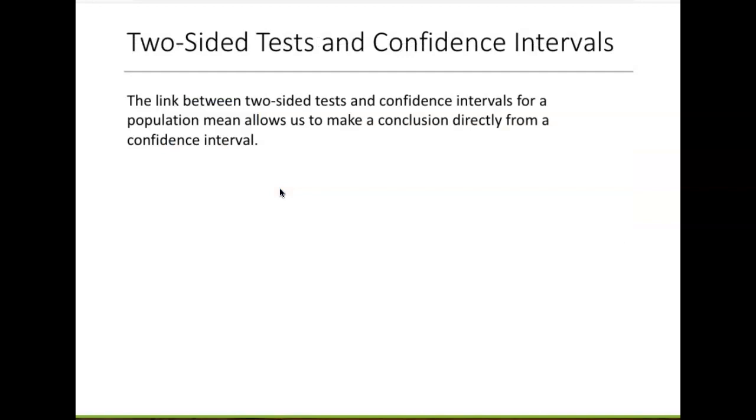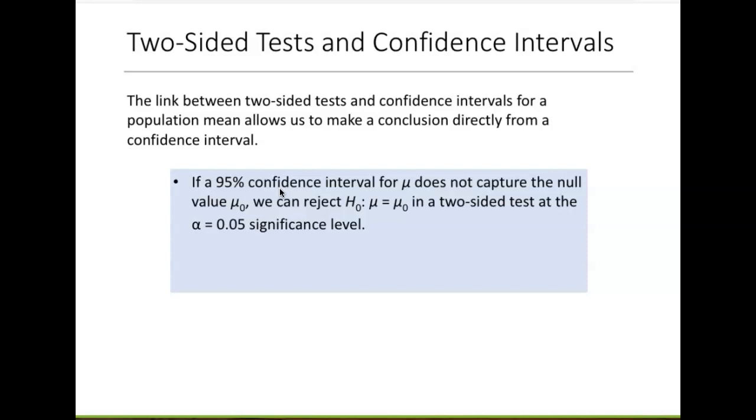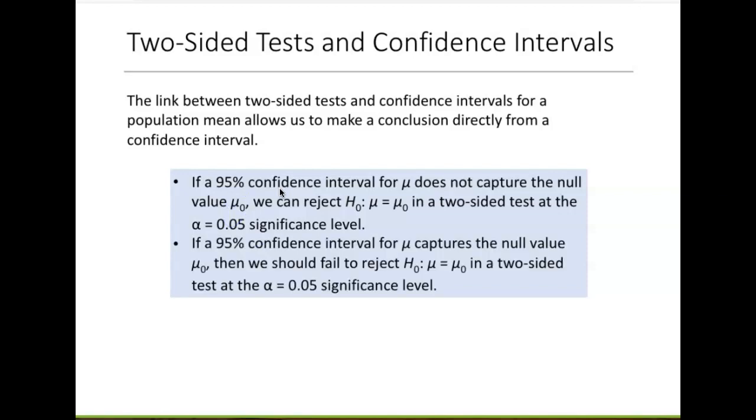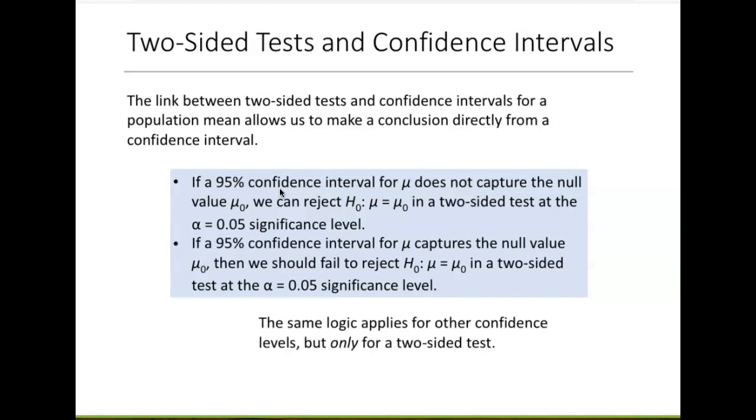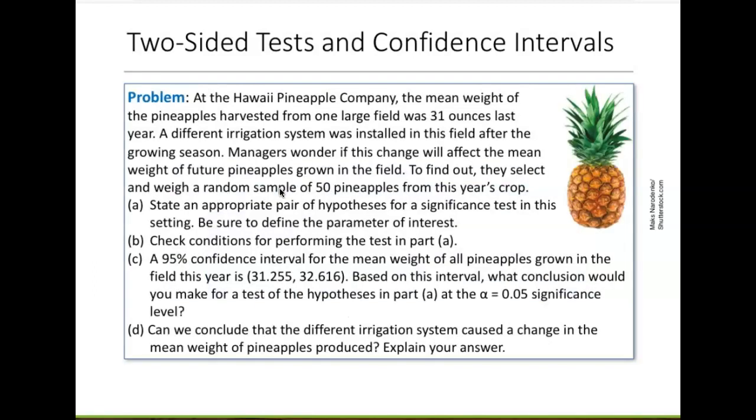All right, two-sided tests and confidence intervals are basically inversions of each other. You guys have already been doing this sort of analysis where you've been asked if the confidence interval supports the conclusion of the test. So a 95% confidence interval will correspond to a 5% two-tailed significance test. So if a 95% confidence interval for mu does not capture the null value, then you can reject H null in a two-sided test at the 5% significance level. And if a 95% interval does capture the null value, that means the null value is a plausible value of the mean and you would fail to reject the null hypothesis. All right.